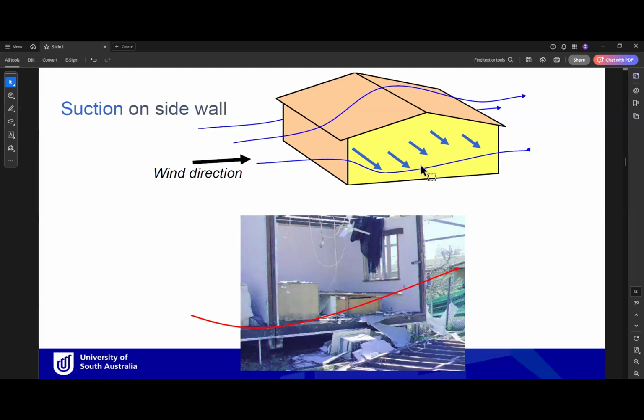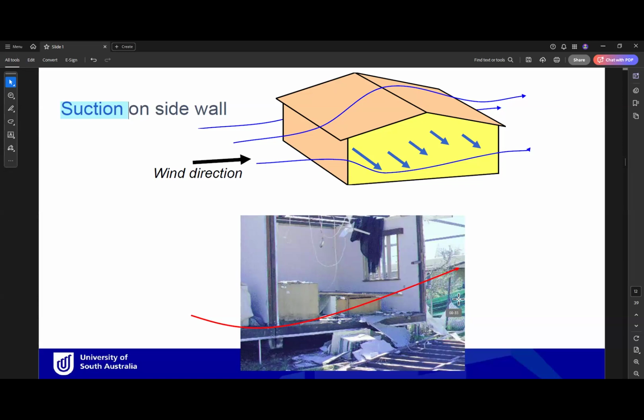Another part of the building is the side walls. Side walls are the walls that are not facing the wind or not in the opposite direction. So they are the side walls when the wind is coming from this direction here. This yellow wall is the side wall. The side walls are also subjected to suction due to the wind. As you can see in this example of building failure, the wind was flowing around the building, and due to the suction, it took the side wall away from the building.